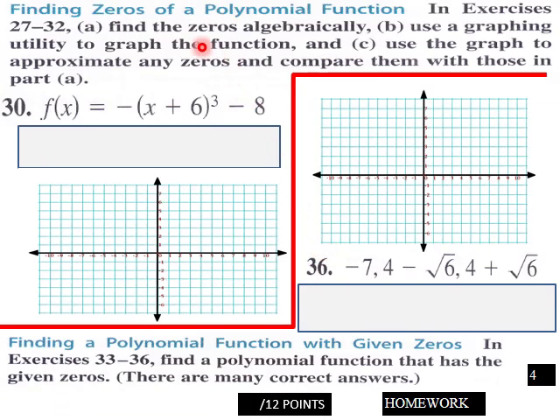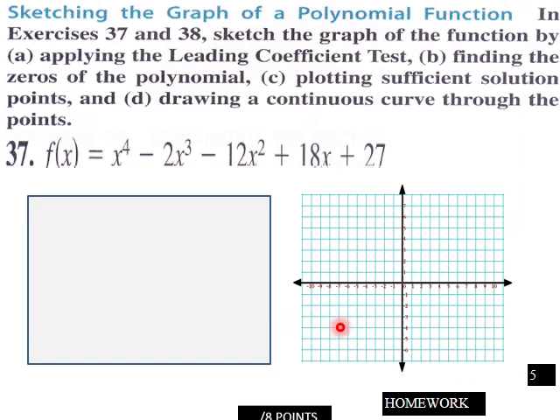Page 4, find zeros algebraically and then use a graphing calculator to graph the function. Down here, use the graph approximating any zeros and compare them with those in part A, which is find the zeros algebraically. Down here, find a polynomial function that has the given zeros. So now you're going from zeros to a function. Put your function in here. Got 12 points here. If you need extra room, attach a sheet and staple it to your homework sheet.